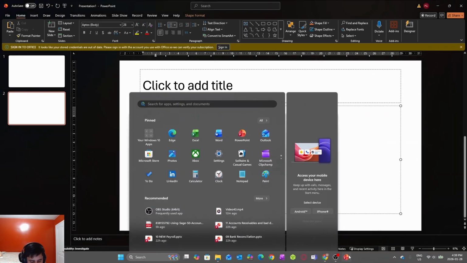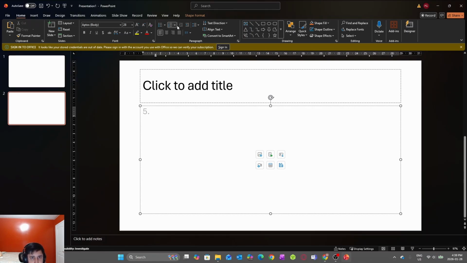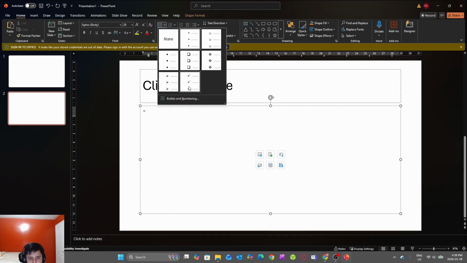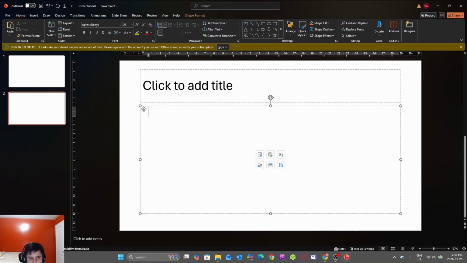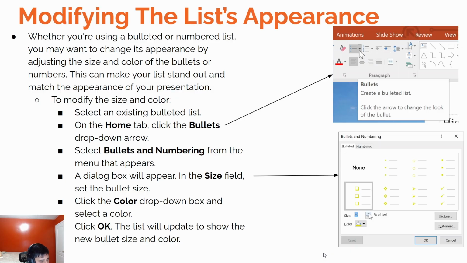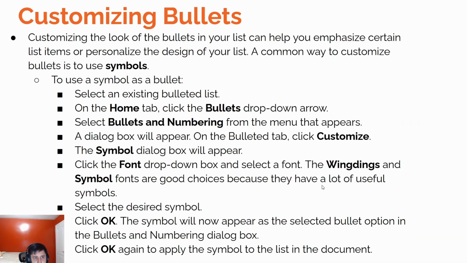So let's take a look at that again. Right here, let's do a bulleted list. Same thing with numbered as well. So we could change the size, and we can even change the color. Click OK, and now you can see. Let's do a better example. Right, now we can see that, right? So that's how you sort of customize it. Again, pretty straightforward, right? No real surprises there.